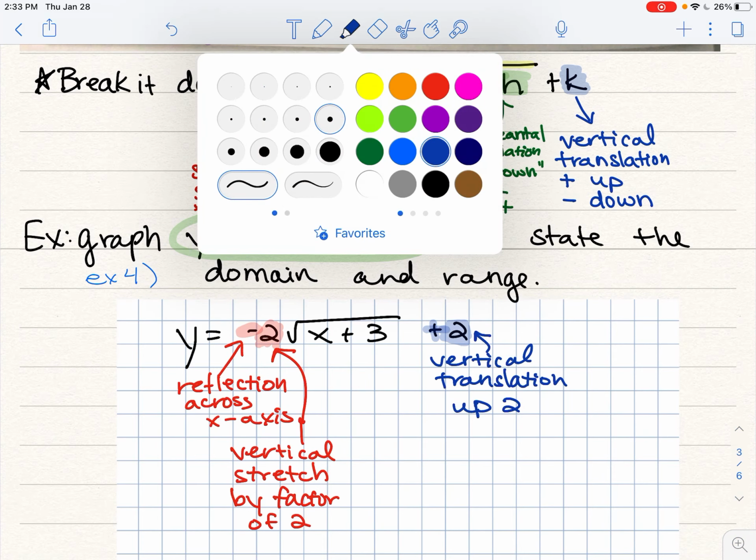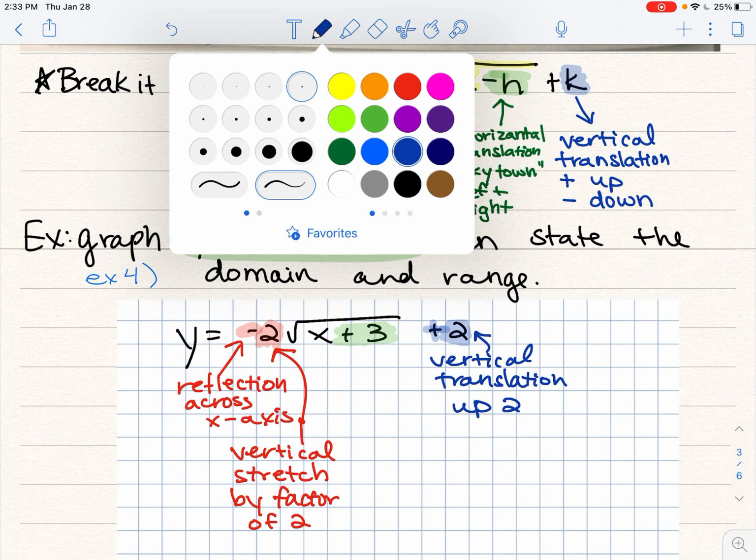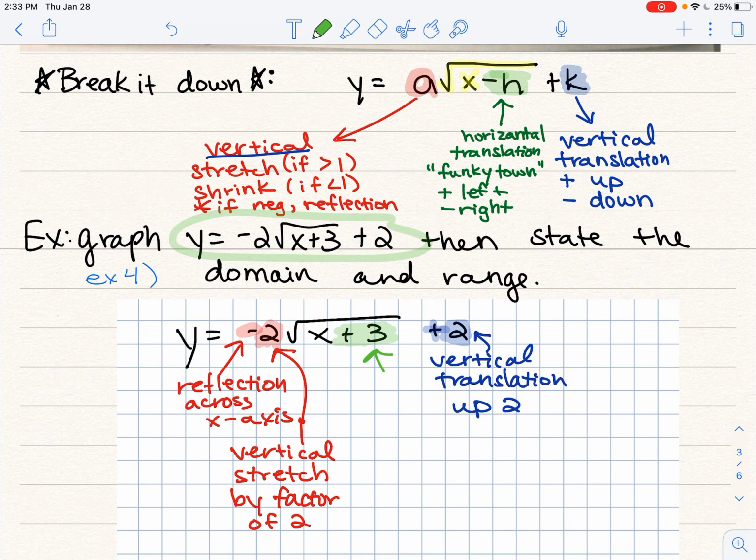And then the last one we're going to do is we're going to look at this right here. So remember, inside that root tells me that it's Funky Town. We also know that it's a horizontal translation. And because it's plus 3, we're going to be going to the right. So we're going to go to the right by 3 units.